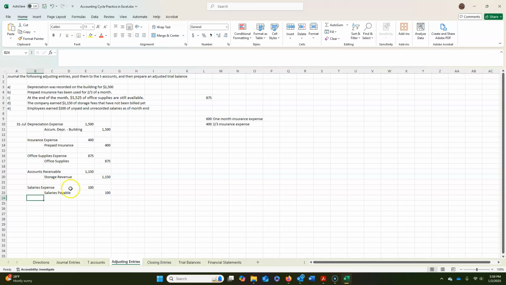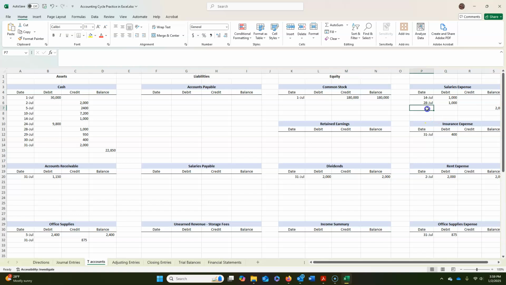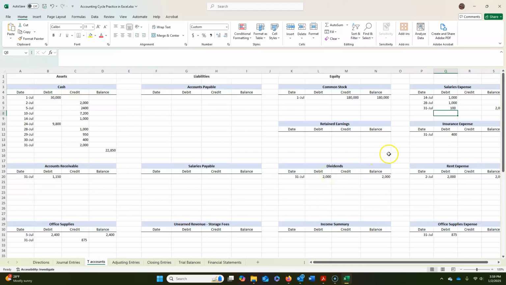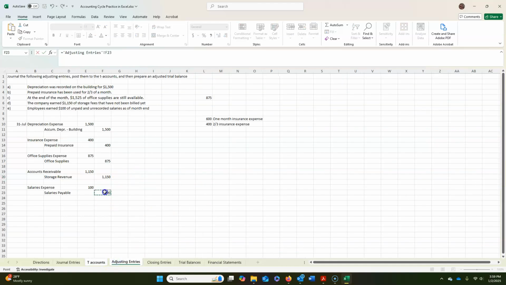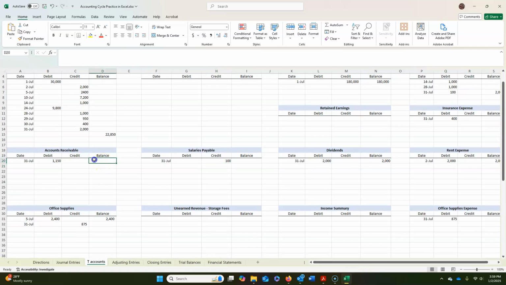And then the last one is that salaries expense. So we're going to go up here to salaries expense, July 31st. We have a debit of $100. And now we have a salaries payable of credit of $100. Okay, so now we're going to update the balances of those accounts.